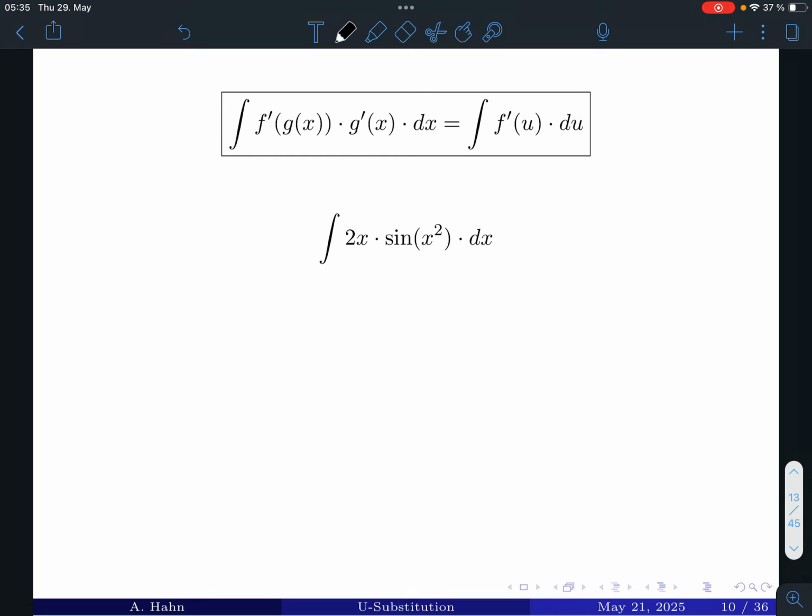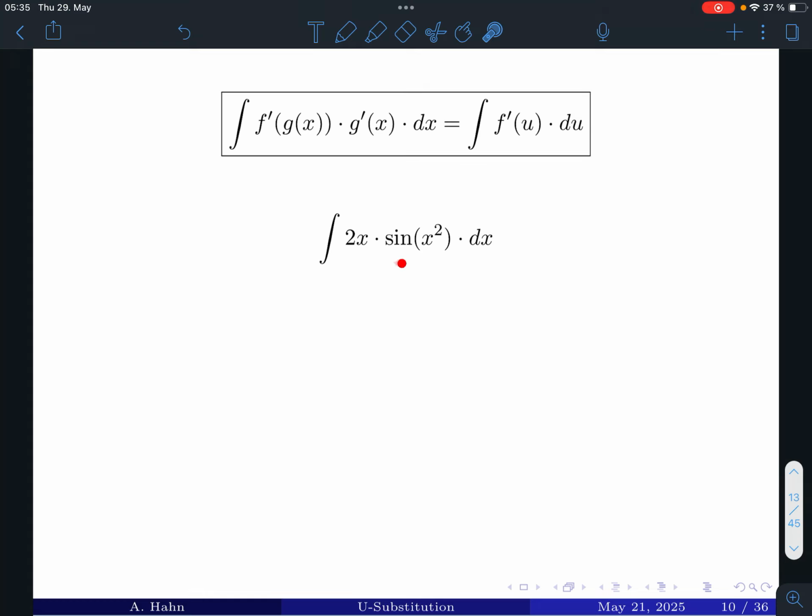All right, let's look at this example. I have this formula up here to remind us. What we're looking for is an inside function and an outside function. So we're looking for a composite function, and then we want the derivative of the inside function to be present, to be multiplied somewhere else in the problem.